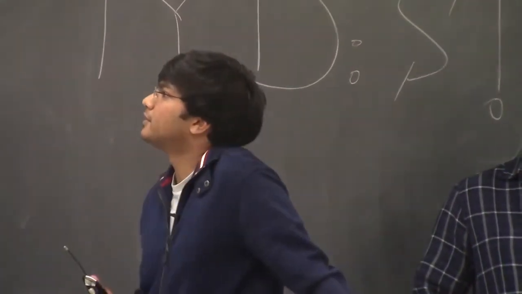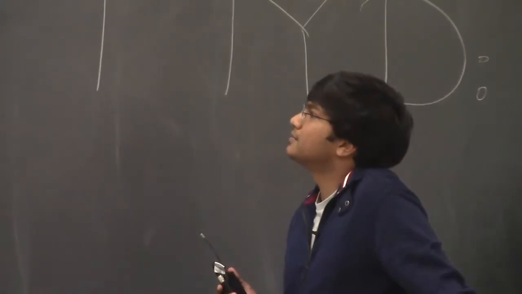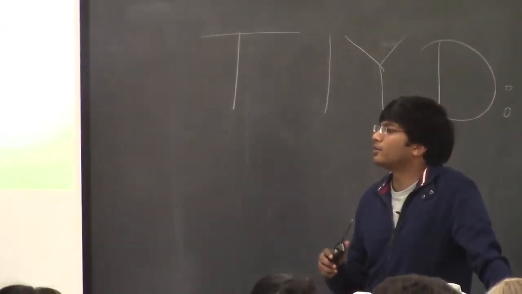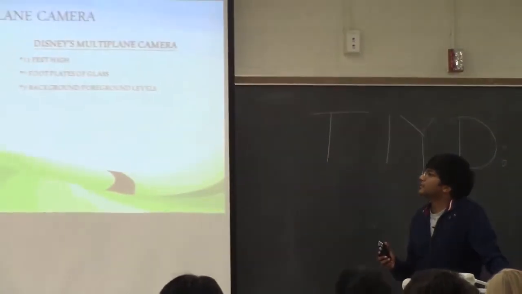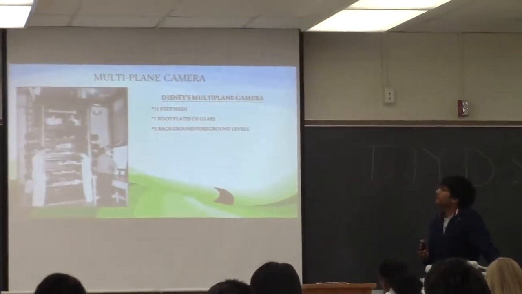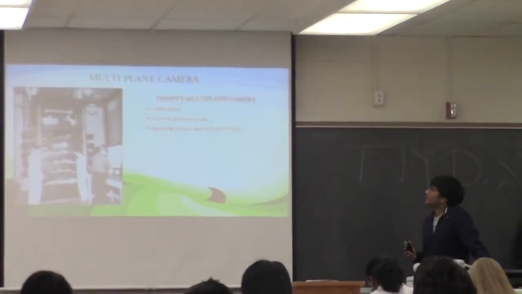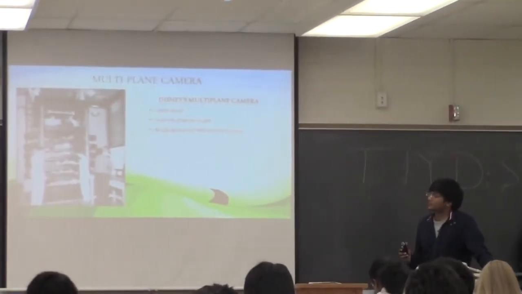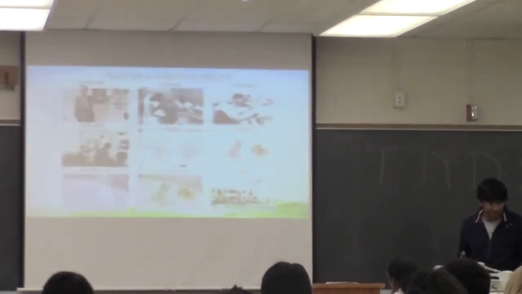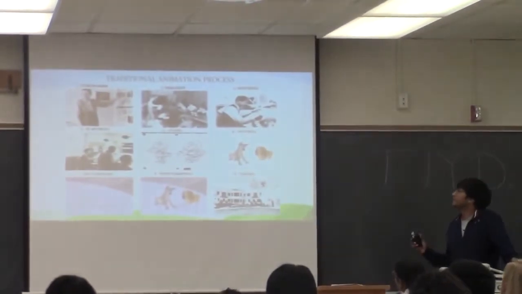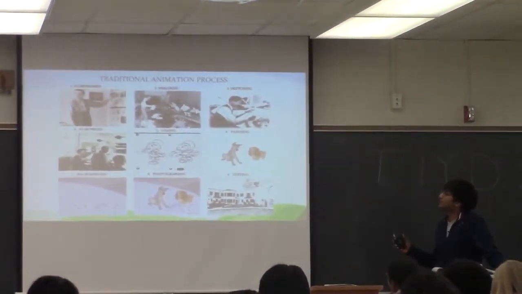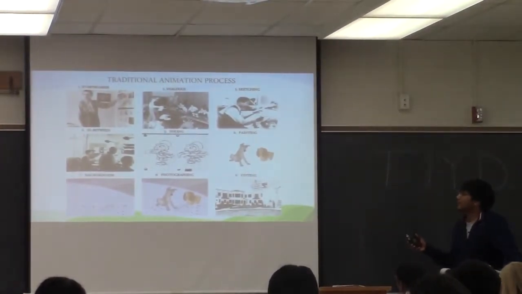This is the first multiplane camera used by Disney in the making of the animation serials. It is 11 feet high, with 7 foot plates of glass and 5 background and foreground levels. This is a traditional animation process that is used to make animation films.